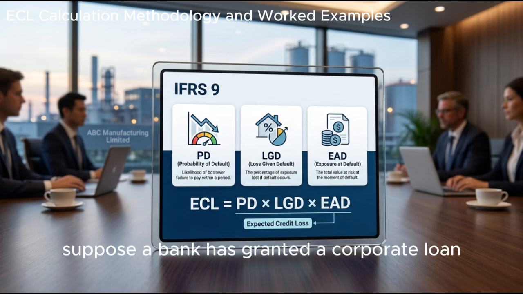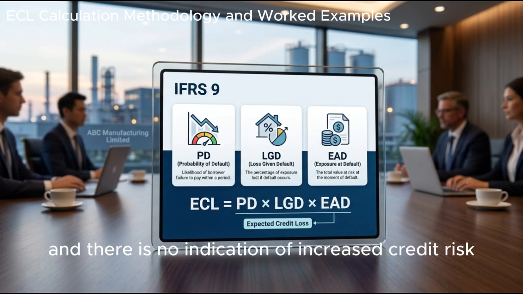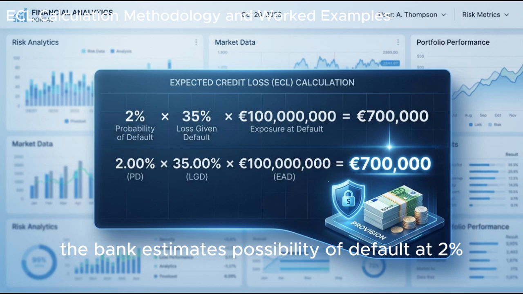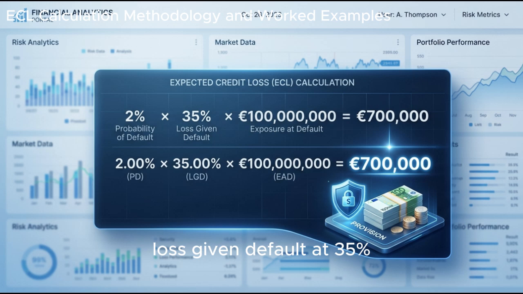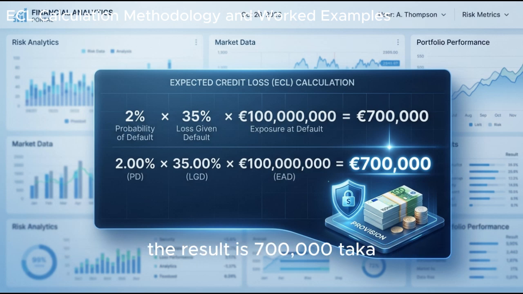Suppose a bank has granted a corporate loan of 100 million taka to ABC Manufacturing Limited. The borrower is financially healthy, repayments are up to date, and there is no indication of increased credit risk. Therefore, the loan remains in Stage 1. The bank estimates probability of default at 2%, loss given default at 35%, exposure at default at 100 million taka. Applying the formula, 2% multiplied by 35% multiplied by 100 million, the result is 700,000 taka.